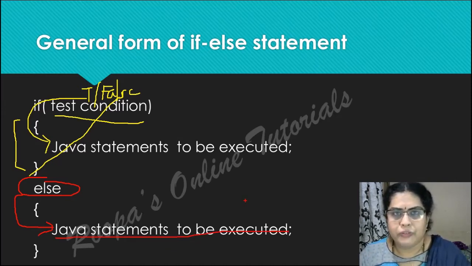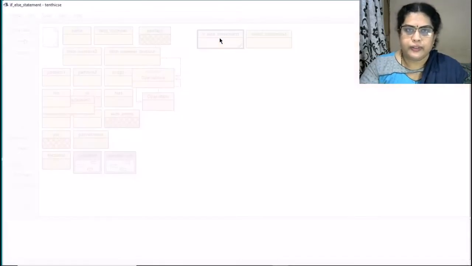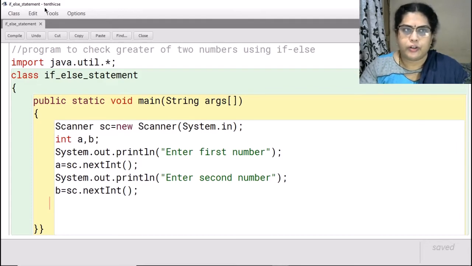Now for more clarity we will look at a program in our BlueJ editor. In the BlueJ editor, I have created a class called IfelseStatement, and this program is going to check the greater of two numbers using if else. So here I have declared the class as IfelseStatement. I have called the package java.util.star because I'm going to use the Scanner class to accept two numbers from the user. So, as I told you earlier, we are going to check the greater of two numbers. So if you accept two numbers, say 3 and 5, then we have to display 5 is the greater of the two numbers.